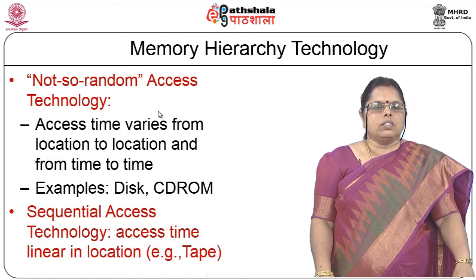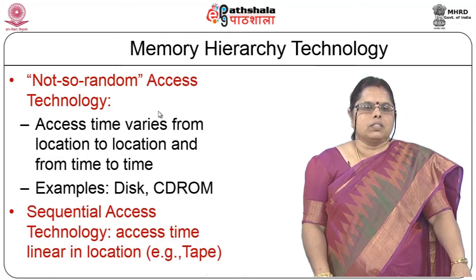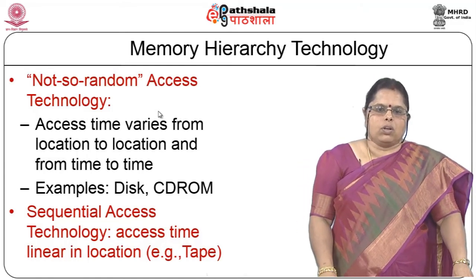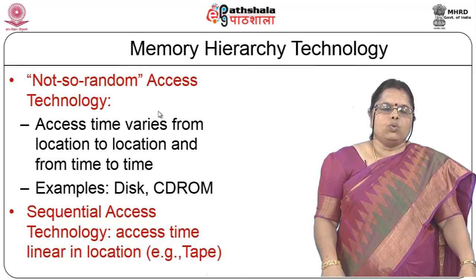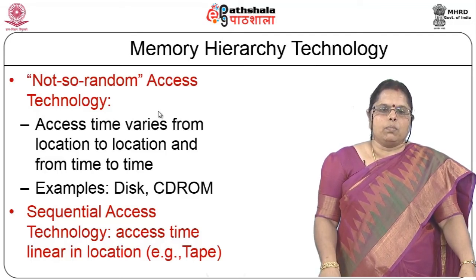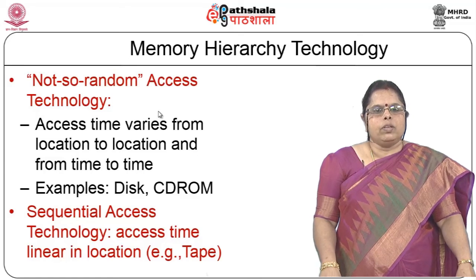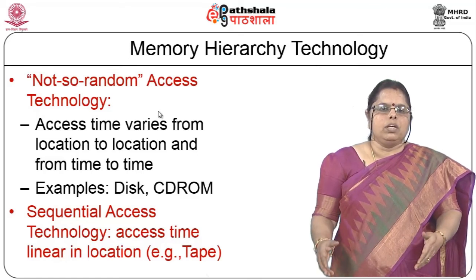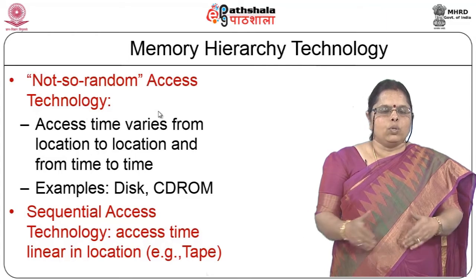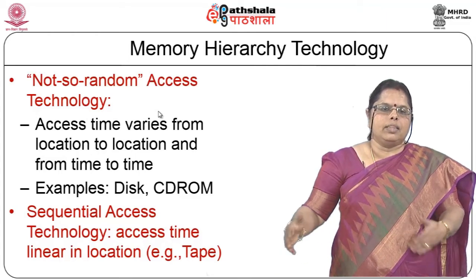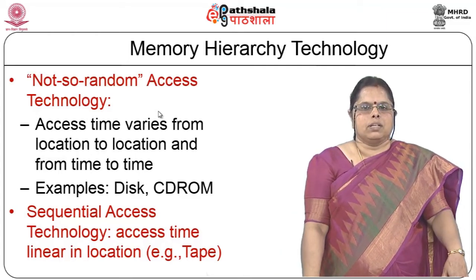The third category is sequential access technology, where the access time is linear in location. An example is a magnetic tape. Obviously the access time depends upon the place where the data is stored, because it is linear. You will have to move across the earlier data and then access the data that is required.